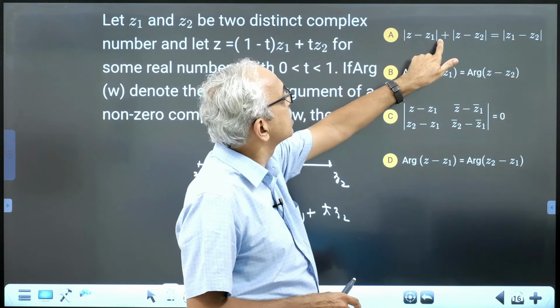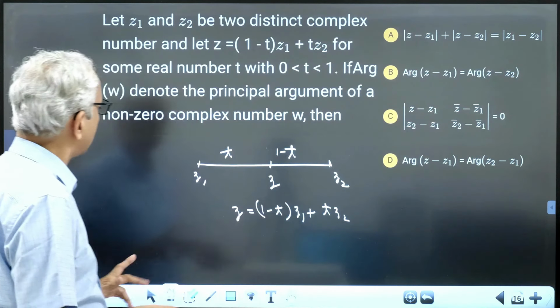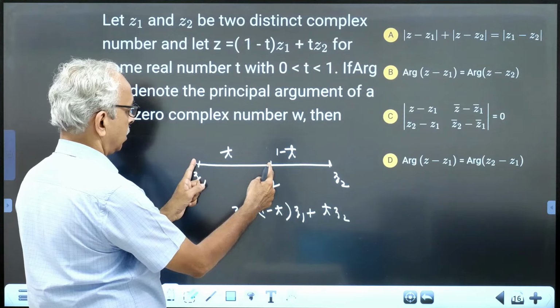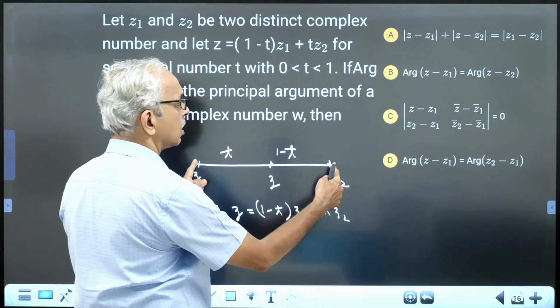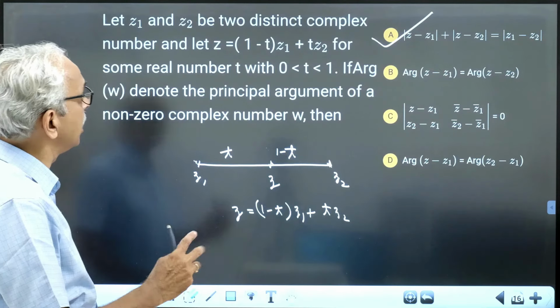Now the question is: mod of Z minus Z1 plus mod of Z minus Z2 is equal to mod of Z1 minus Z2. Is that correct? This is the distance between Z1 and Z2. This length plus this length is equal to this length. This is correct. The answer A is correct.